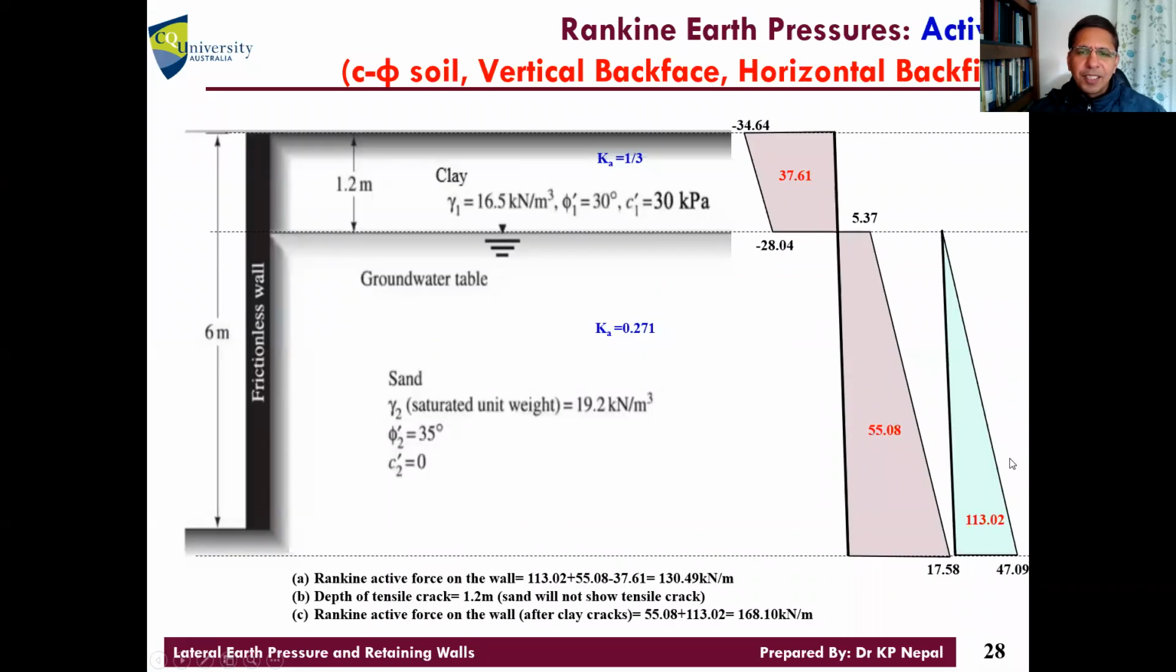But if you understand and just draw the pressure diagrams like I did here, and just calculate the area, that's the total force and it will be very easy. The problem becomes very easy. We'll do a few more problems today and then I'll leave it for next week. So we will do the retaining wall safety check next week.